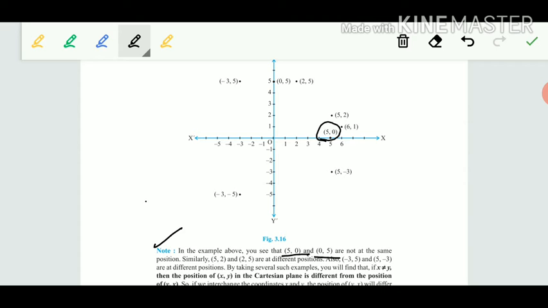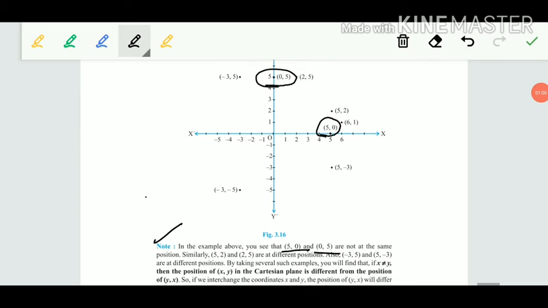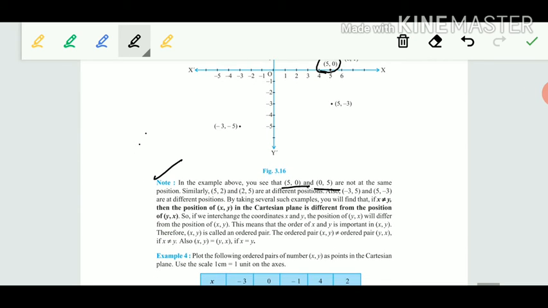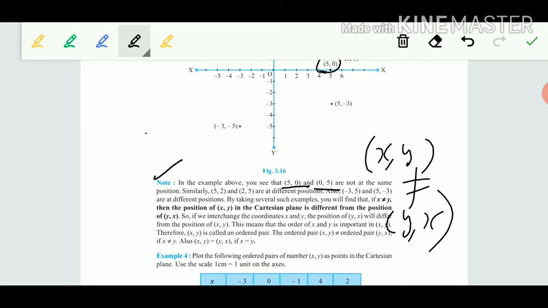(5,0) is lying here and (0,5) is lying here. This we already discussed in a previous exercise, that in the Cartesian plane (x, y) is not equal to (y, x). So if we interchange the coordinates of x and y, their positions are also changed.